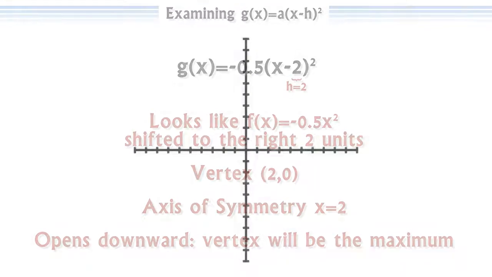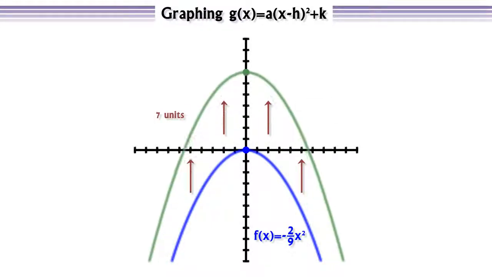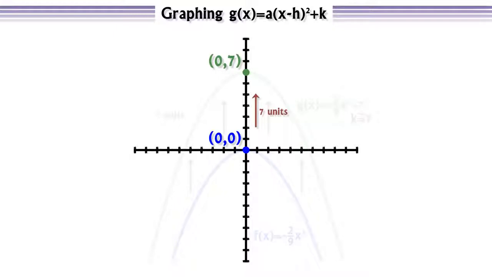What we want to do now is learn about shifting the graphs of our parabolas up or down and identify qualities of quadratic functions with this concept in mind. In a quadratic function, if we add k to the end of the function, this will shift the parabola up k units. For example, if we wanted to shift the quadratic function f(x) = -2/9 x² up 7 units, we would add 7 to the end of the function. In this example, k = 7. Notice that this shifted the vertex of the parabola from (0, 0) to (0, 7).